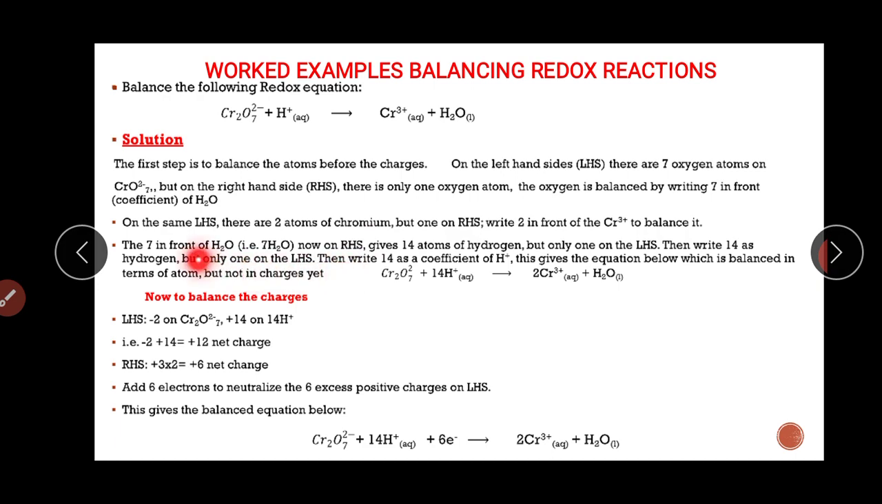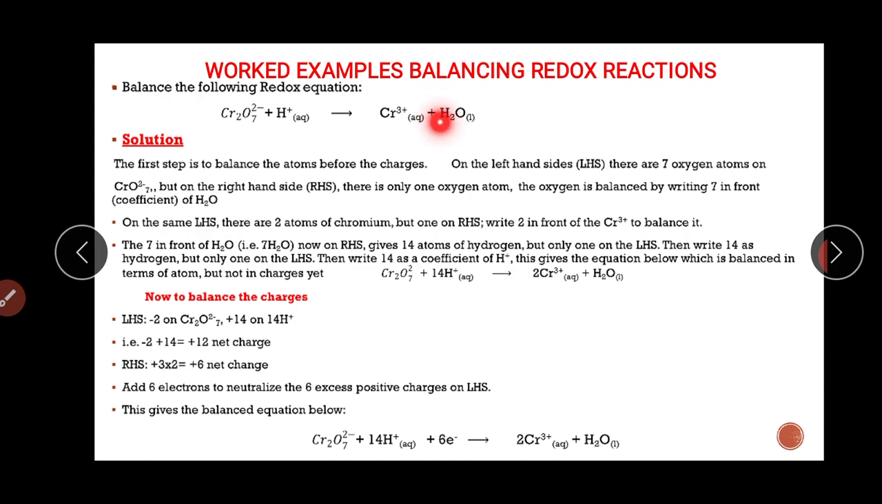On the left hand side, there are 2 atoms of chromium here. On the right hand side, we have 1 chromium here, so we have to write 2 here to balance it up. So the 7 in front of the H2O, on the right side, gives atoms of hydrogen to be 14.